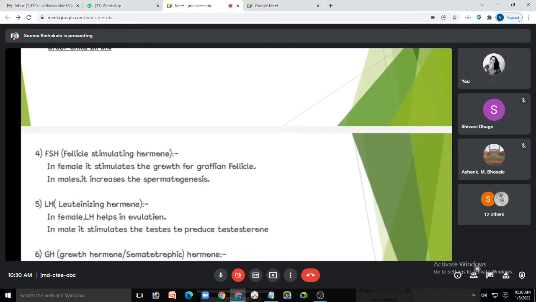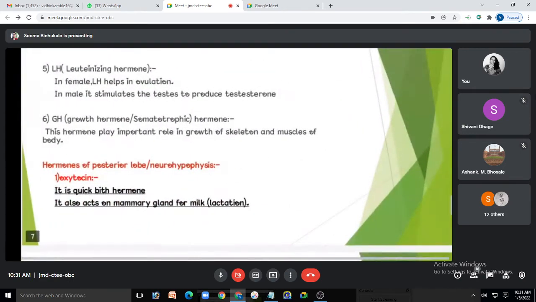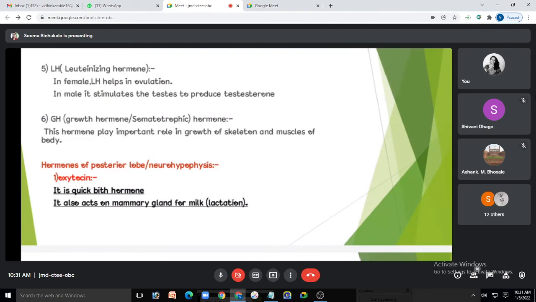Now sixth number is growth hormone or somatotropin hormone. Growth hormone plays an important role in growth of skeleton and muscles of the body and also in tissues of the body. Now we see the hormones of the posterior lobe, that is neurohypophysis.